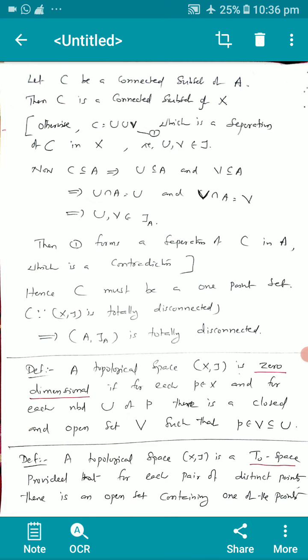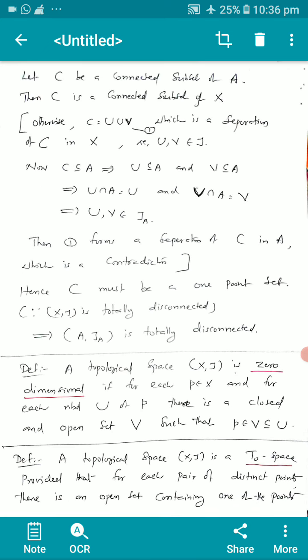Next definition: a topological space X is zero-dimensional if for each P in X and for each neighborhood U of P, there is a closed and open set V such that P is an element of V which is subset or equal to U. Next definition is T0 space.